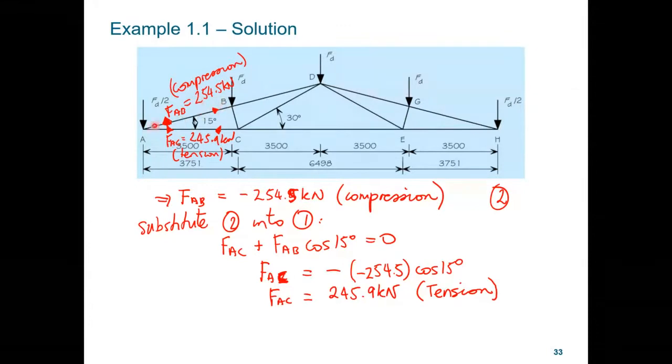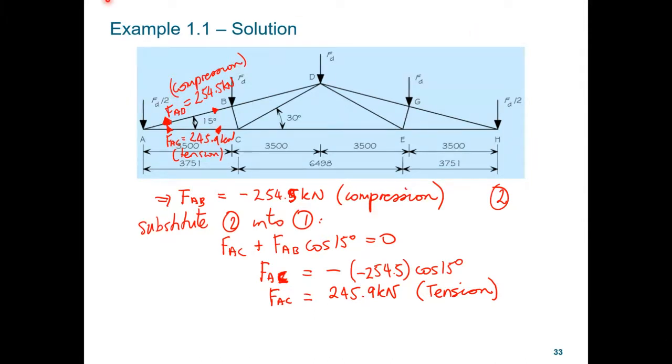254.5 kilonewtons in compression. We want to check to see if the member that we've been given in the question, 100 by 100 by 5 SHS, so 100 high, 100 wide, and 5 millimeter thick wall, is of good enough capacity to withstand this compression load. That's back to the examples we did previously in the earlier assignments. So you should be able to design those, and I would recommend that you go and try to finish off that question yourself by designing the compression member and the tension member. If you have any questions on it, then come back to me.